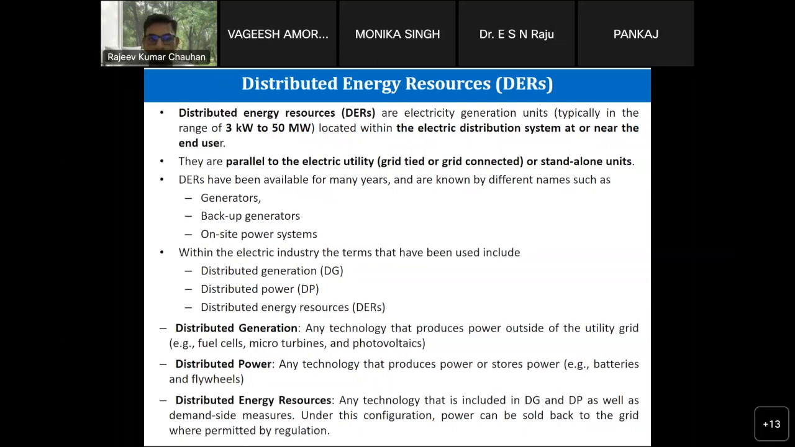By combining all these things, we have one terminology, distributed energy resources, which combines DG technology, DEP, and also demand side measures. Under this configuration, we can sell the power back to the grid when the regulation is permitting.